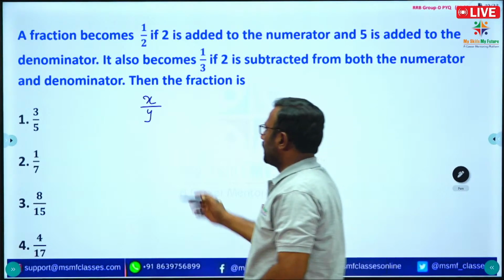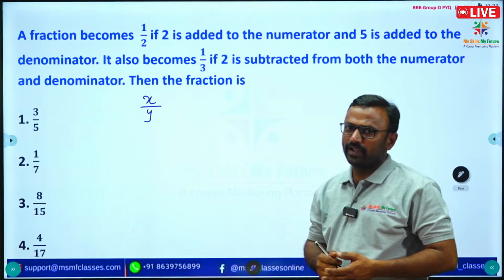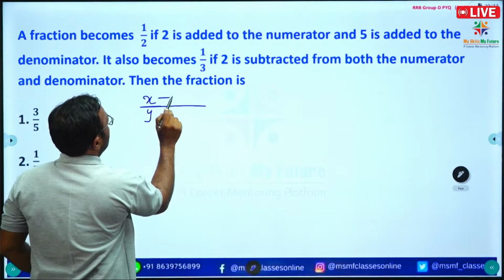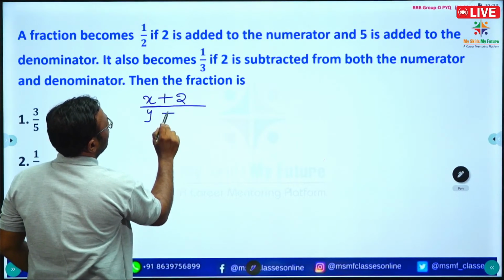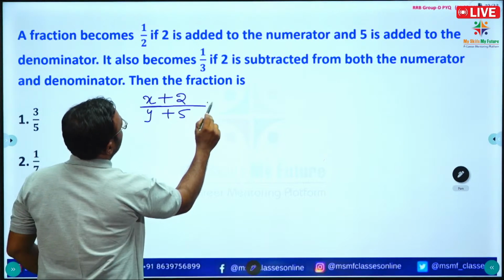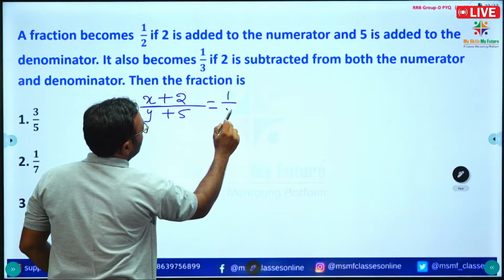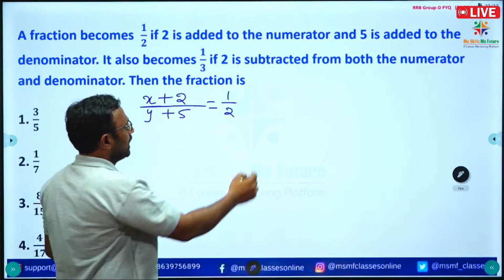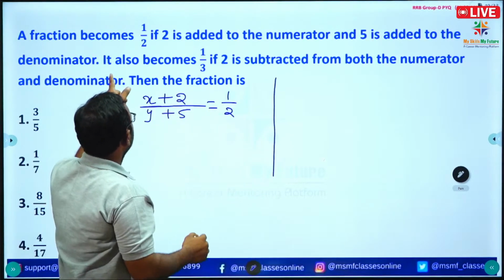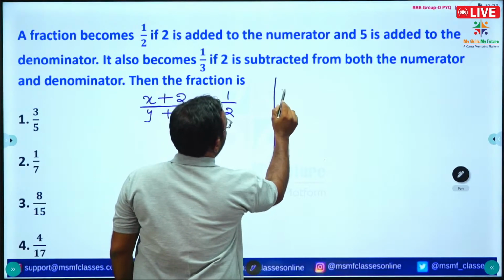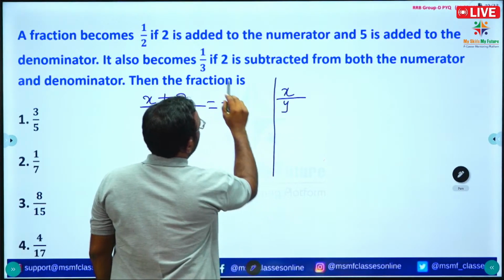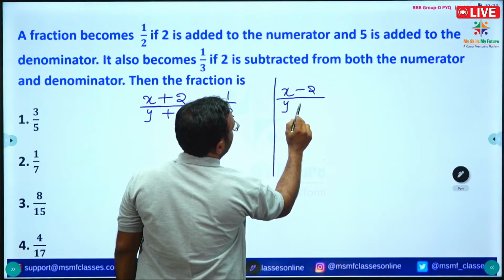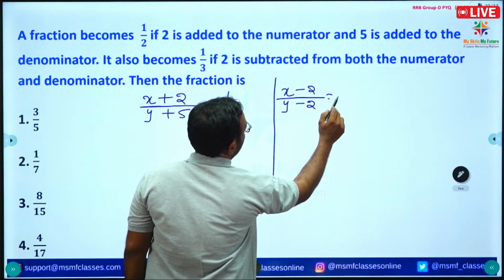So I am taking the fraction as x by y. If 2 is added to the numerator and 5 is added to the denominator, it will become 1 by 2. And another case is given: it also becomes 1 by 3 if 2 is subtracted from both the numerator and denominator.